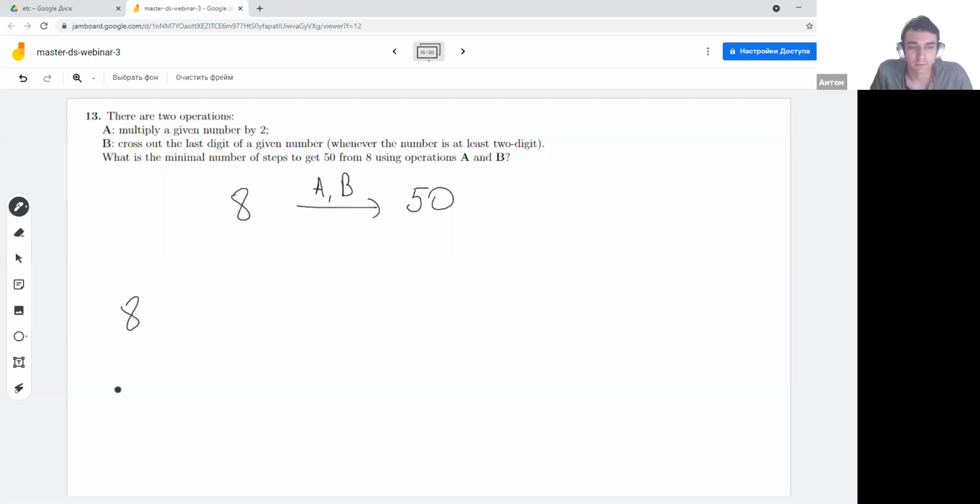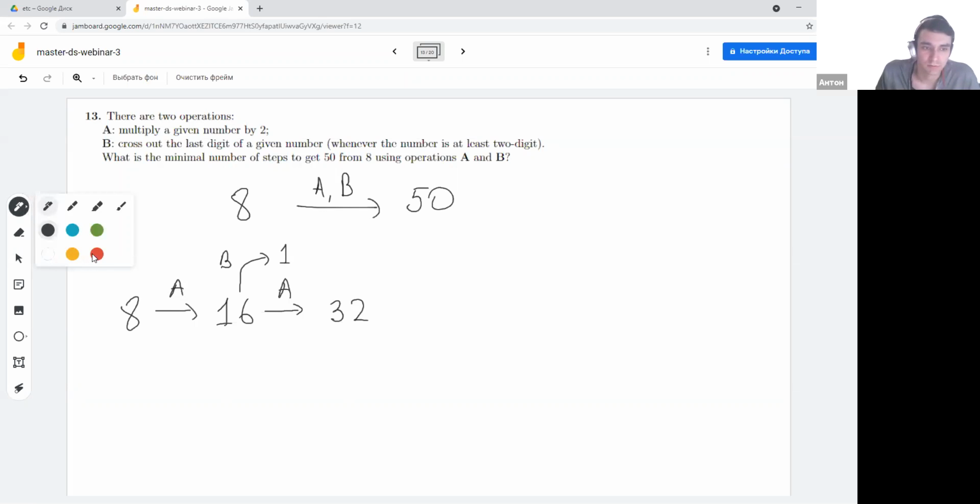So we start with 8. There's only one way to proceed, because 8 is a 1-digit number, so we cannot apply operation B. We can only apply operation A to get 16. And now we have 2 ways to proceed, because 16 has 2 digits, and we can either double it using operation A, or we can cross out the last digit using operation B.